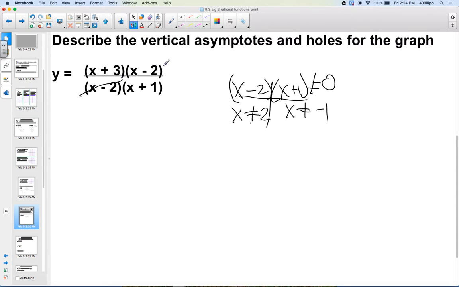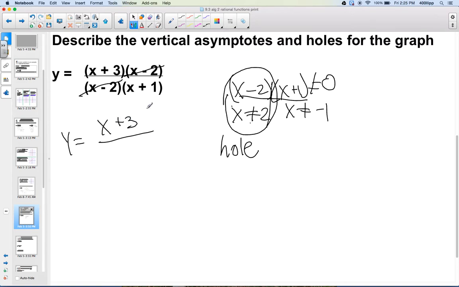Since we have an x minus 2 over x minus 2, we're going to cancel that out. Since this part was canceled out, that means this is no longer a vertical asymptote. It is now a hole in the graph. So we're going to be left with, after we cancel these out, an x plus 3 in the numerator, and in the denominator an x plus 1.